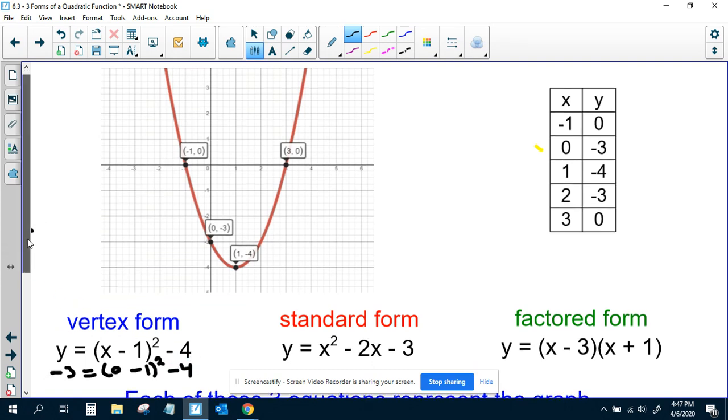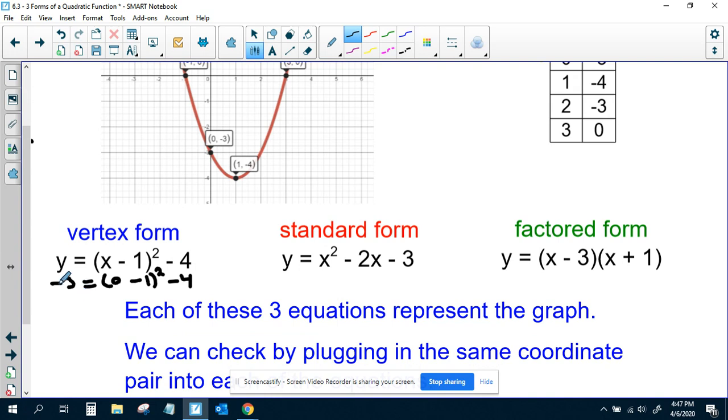We can check and see if that is true or not. Does the left side equal the right side? 0 minus 1 is -1, and then you square it. So -1 times -1 is a +1. And then a +1 minus 4 gives us a -3. So we have -3 on the left equals -3 on the right. So that ordered pair is definitely on our parabola. Let's check that same coordinate pair, 0, -3, in standard form, and then again in factored form.